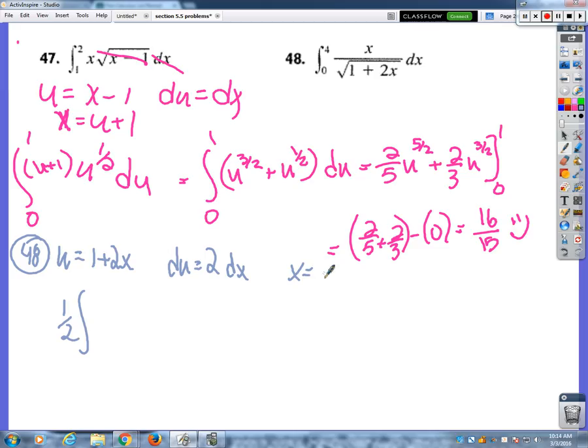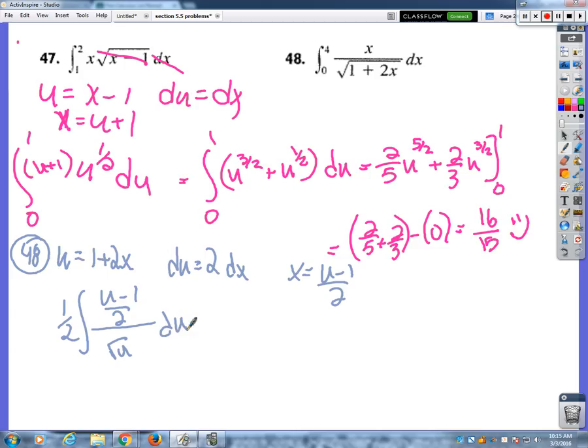u minus 1 over 2. Right? 1 minus u and u minus 1 are not the same. Okay, so this is going to be a little bit gross. So the x becomes u minus 1 over 2. The square root of 1 plus 2x becomes the square root of u.